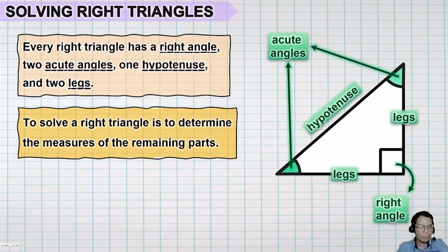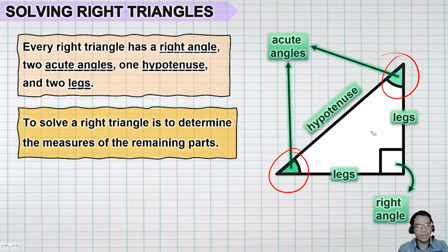So ilan ba lahat ng parts natin pagdating sa isang right triangle? So meron tayong 6. Tatlong sides, tatlong angles. Doon sa tatlong angle, kasama diyan yung isa diyan is right angle. Therefore, hindi na natin isosolve yan mamaya, because constant naman yung measurement ng ating right angle. It's always 90 degrees. So later, we will just be solving for the value of the two acute angles.